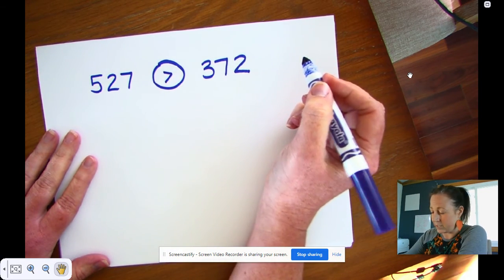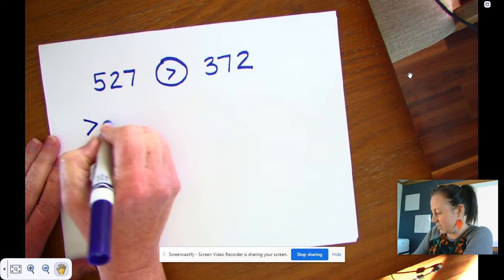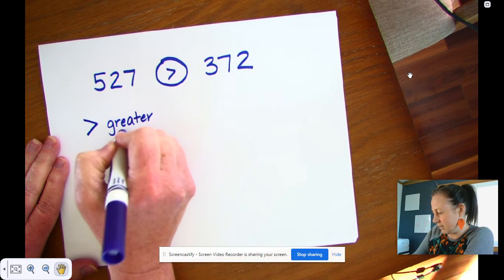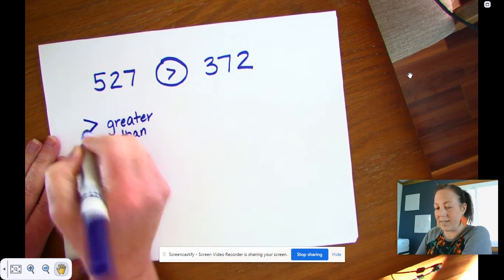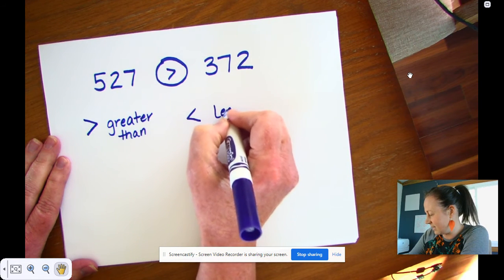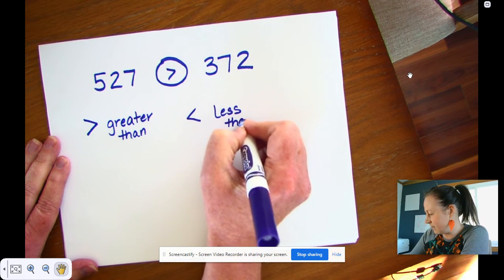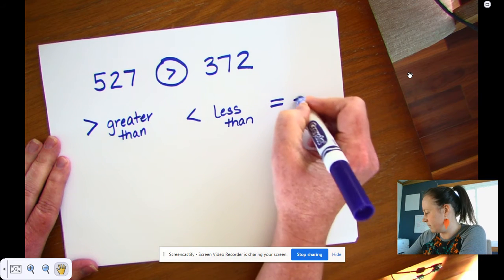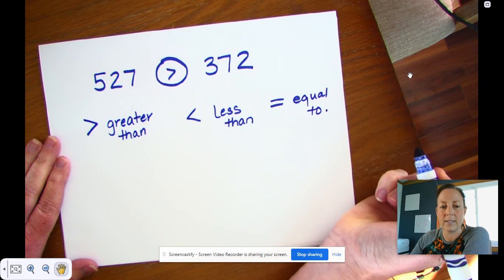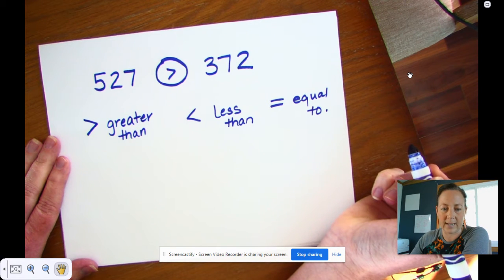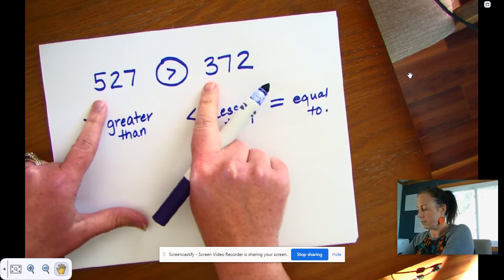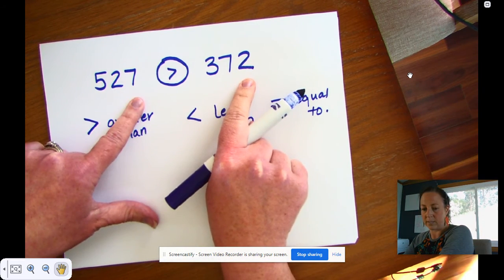Just as a reminder, this is greater than, okay, whatever the bigger number is, remember that alligator eats it, less than, and then you already remember equal to, I'm sure. Okay, so those are the three symbols that we're going to be looking at today. And you're always going to start from left to right, hundreds place, and then moving forward.